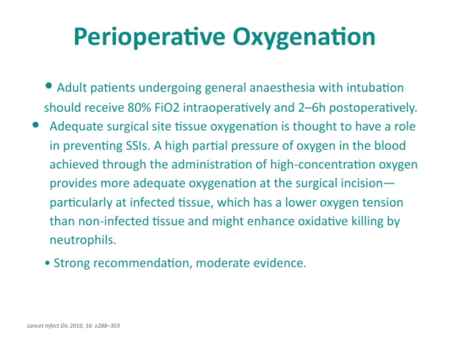Let's take a look at some important guidelines from Lancet Infectious Diseases. When adult patients are undergoing general anesthesia with intubation, it's recommended that they receive 80% FiO2 during the surgery itself, and for about 2 to 6 hours afterwards. Now, why is this important? Adequate tissue oxygenation at the surgical site plays a key role in preventing surgical site infections.